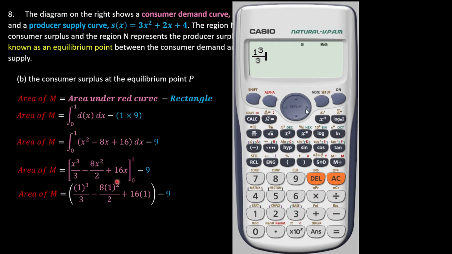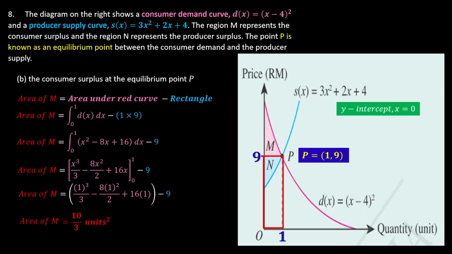Why don't we need to minus the lower limit? It's because when we put in 0, everything becomes 0. So eventually it's just minus 0, and we can skip that part. So this has the upper limit minus the rectangle. Now we have the area of M equal to 10 over 3 unit square after you plug into your calculator. Then we are done. So this is eventually 10 over 3 unit square.